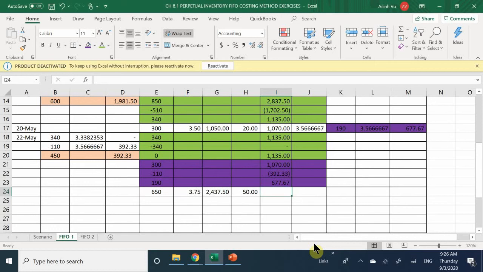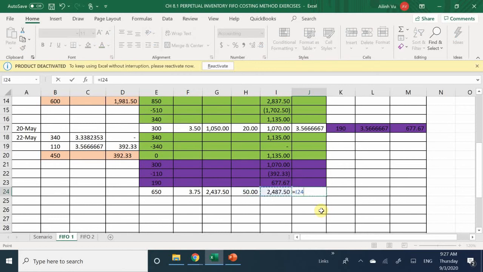243,750. All right. And then what is my total cost here? 248,75. Good. And what is my cost per item here? 3.8269. All right, we know that it's a long mumbo jumbo. I just want to display it so you guys know not to round just yet.